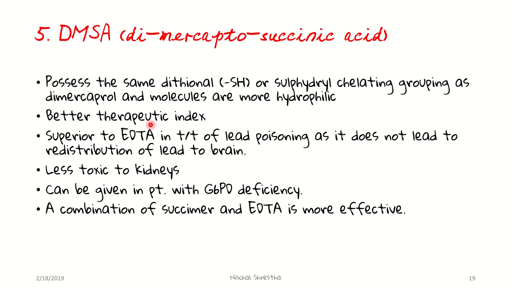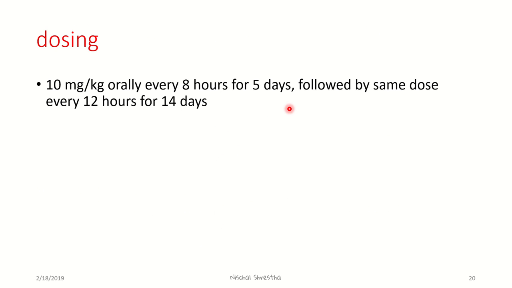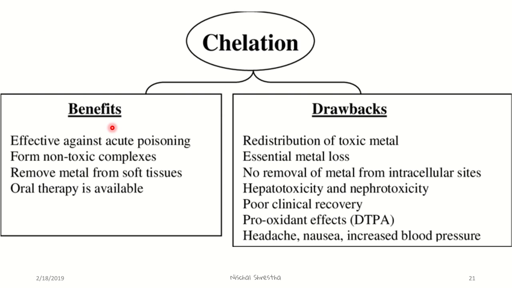Why is it superior to EDTA in lead poisoning? Because it does not lead to redistribution of the lead to the blood. Also, it is less toxic to the kidneys, and it can be given to patients with G6PD deficiency, and it would be better if EDTA is combined with this succimer in case of lead poisoning. And dosing is 10 mg per kg orally every 8 hours for 5 days, and then the same dose every 12 hourly for 14 days.